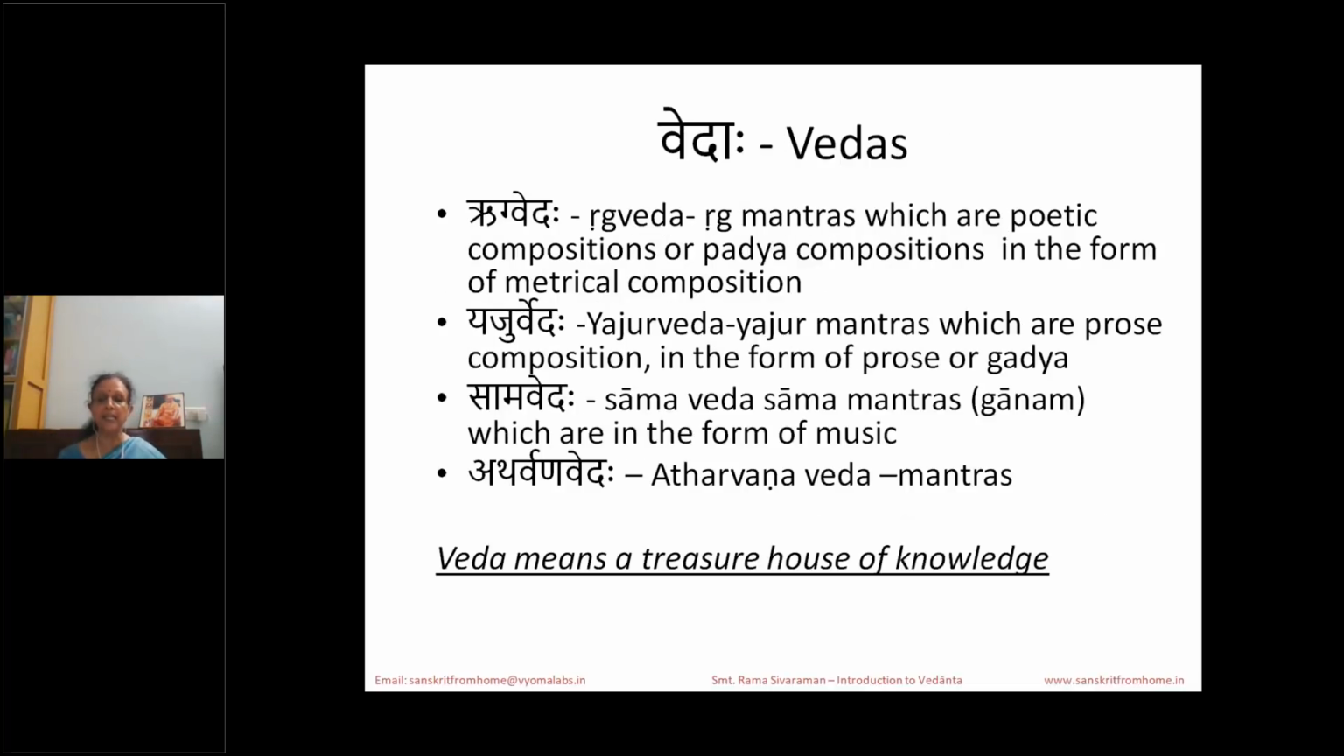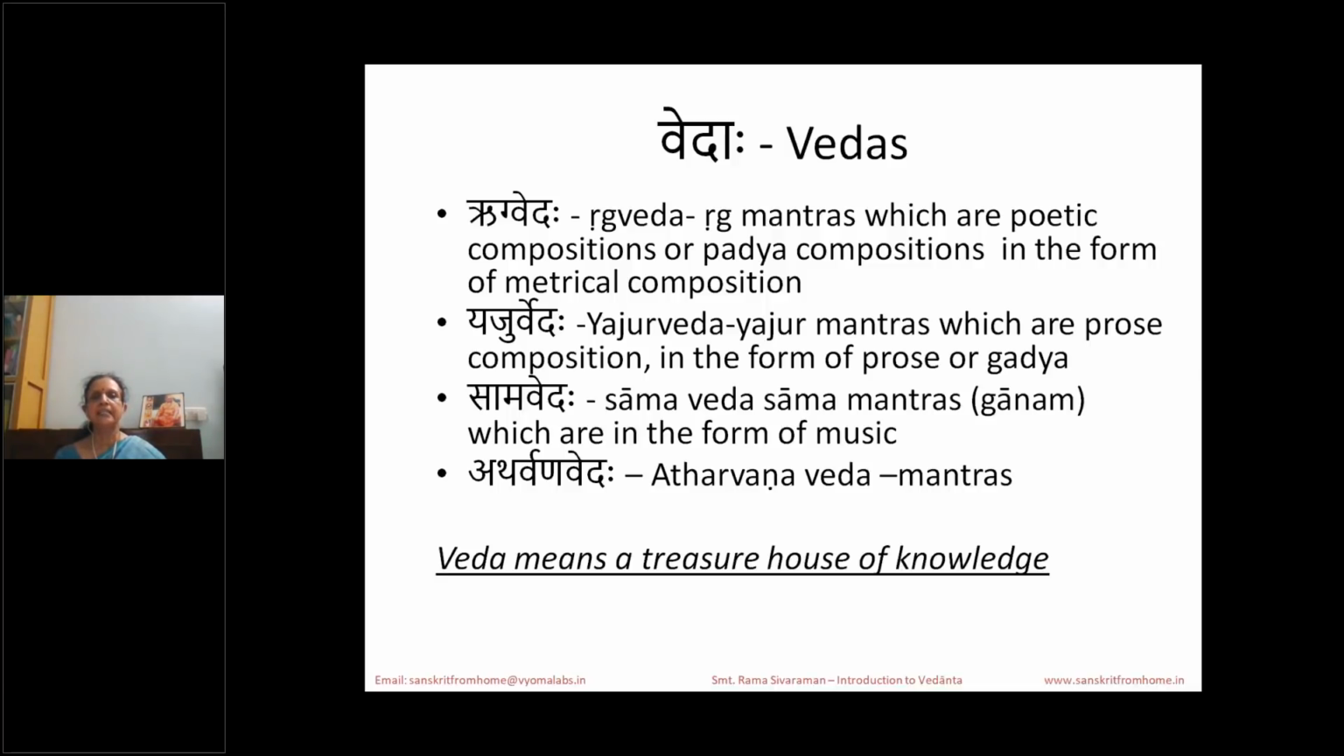Now, Shaastram has different layers of scriptures, the primary ones being the Vedas. Now, the Vedas are four, right? Rig Veda, Yajur Veda, Sama Veda, and Atharvana Veda.